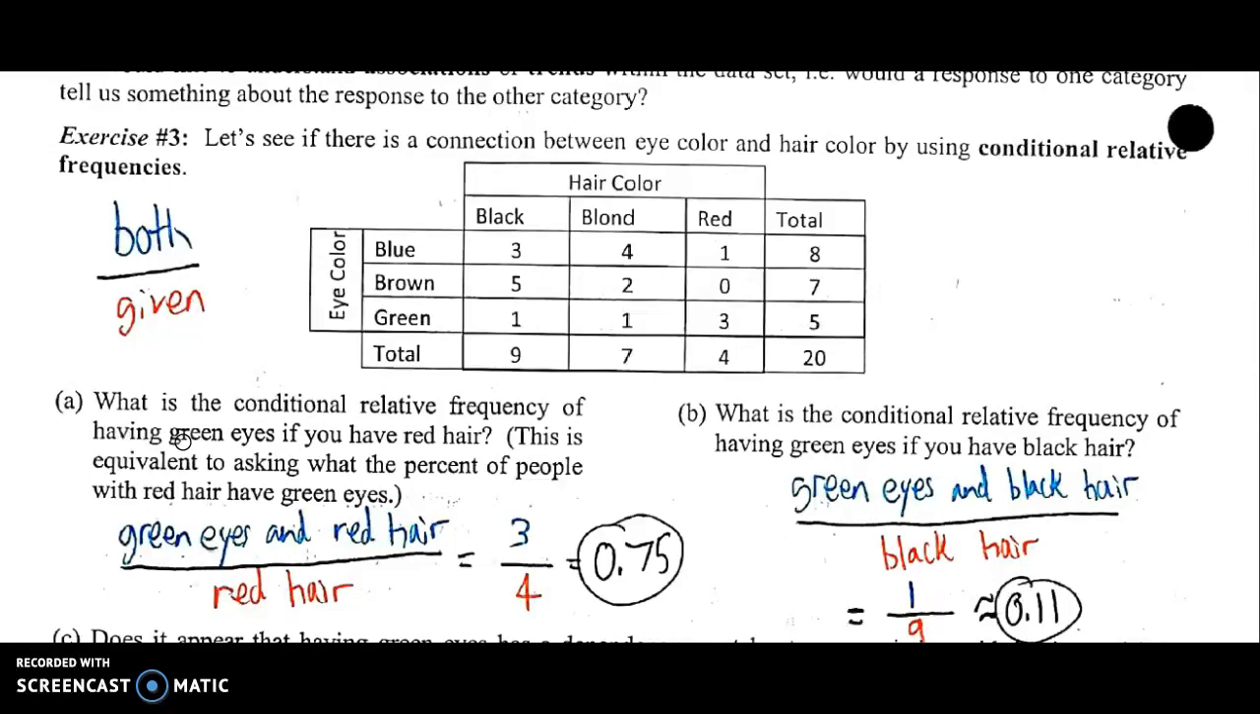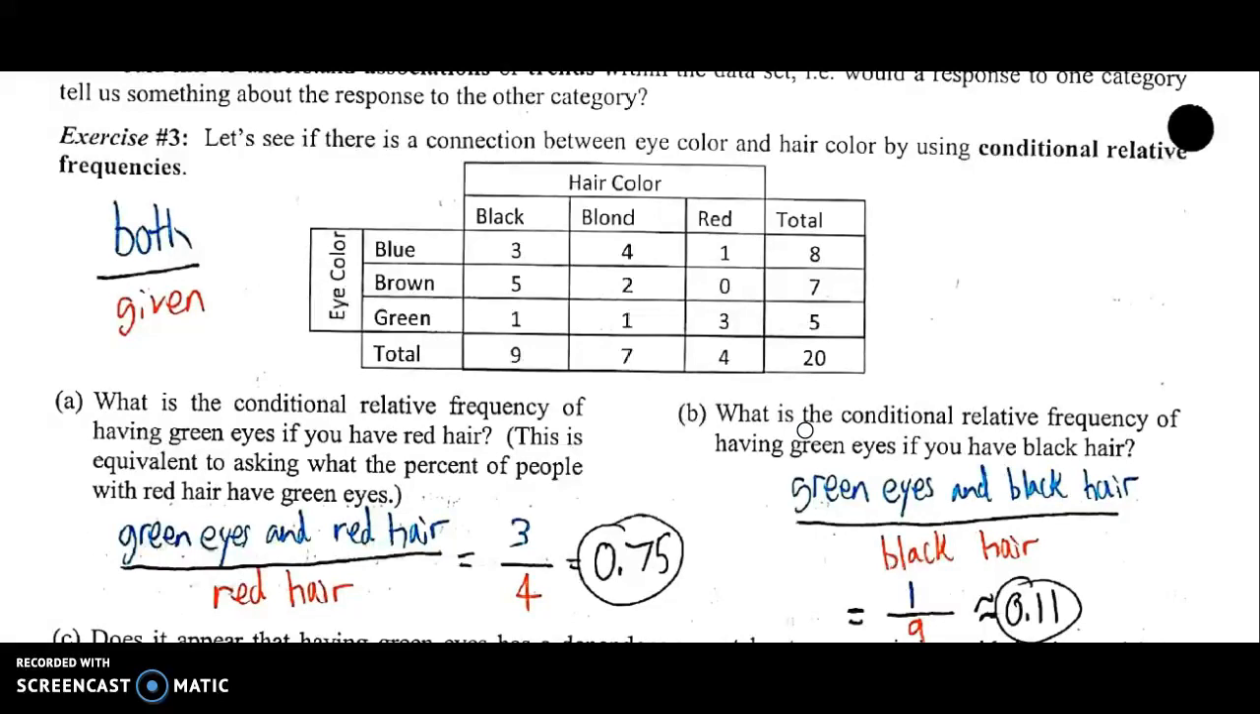So let's go back and see our question. We want the conditional relative frequency of having green eyes if I know they have red hair, so we'd put the red hair on the bottom of our fraction. Looking for the number of people with red hair, in this table it looks like that was 4. And if we also want them to have green eyes, that was our category that was both. So green eyes and red hair looks like 3 people. If I take that 3 out of the 4 with red hair, that's 0.75, or about a 75% chance that you have green eyes if you also have red hair.